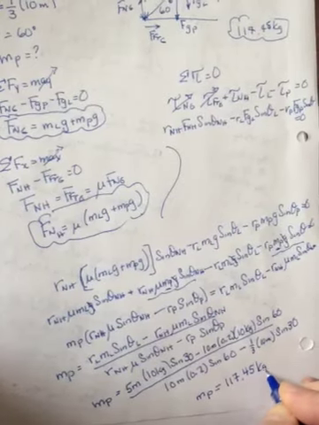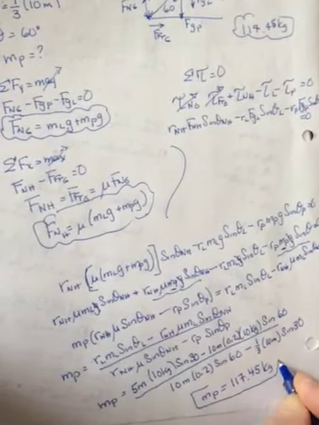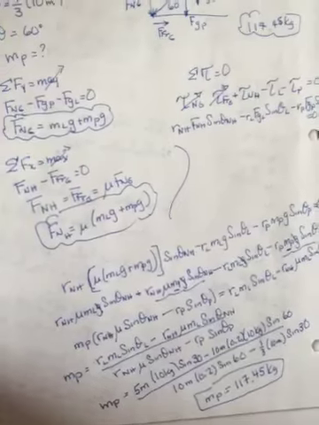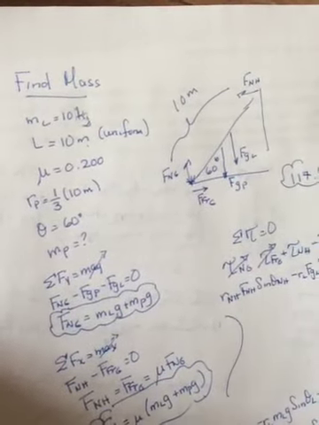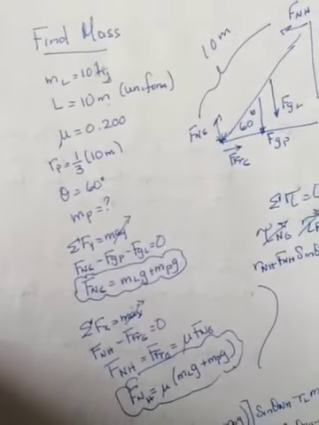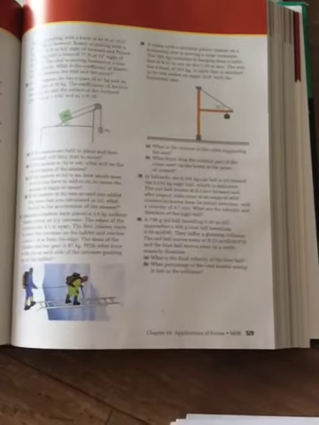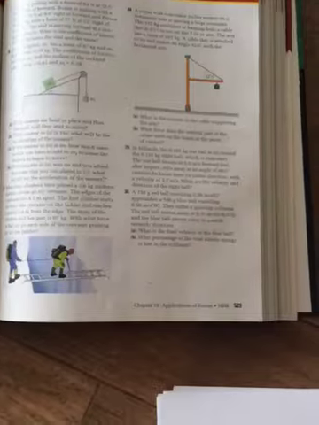117.45 kilograms. Okay? And that's about as tough as the torque ladder questions will be, because I won't give you the friction at the top. Okay, so that's one that I asked you to do for homework. And the other two that I really wanted you to do for homework were on page 529.